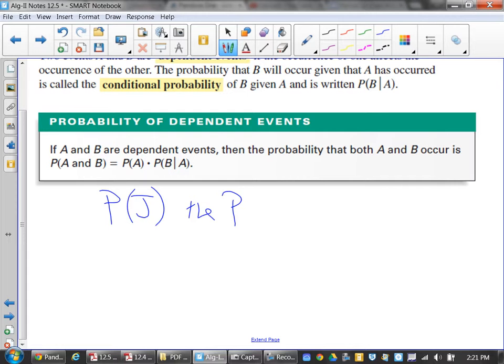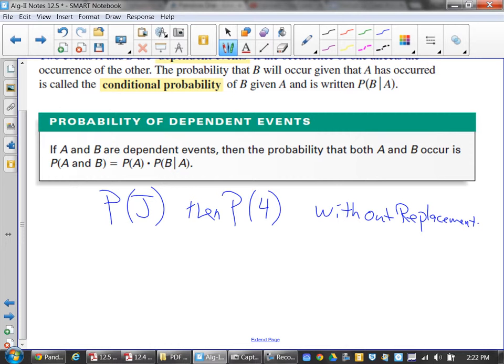Without... What is the word in the middle? Replacement. Yes, read it. The probability of getting a jack, then a 4 without replacement.